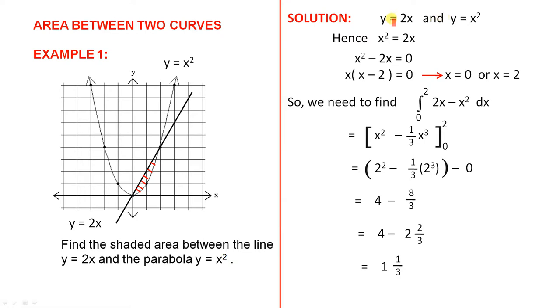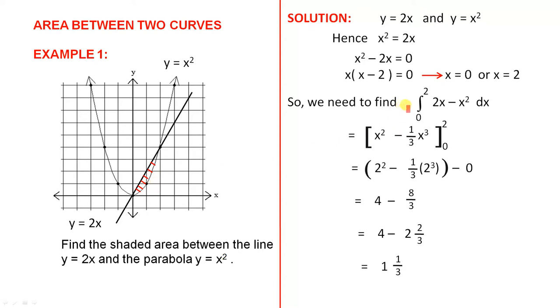So here's our solution. Now here's our line y equals 2x. There's the parabola. They're both equal to y, so we let them equal each other. That gives us that quadratic equation. When we factorize it, we get this quadratic equation. So x is 0 or x is 2. Basically what that's done is that's given us the limits. So that's where the line intersects the parabola at x equals 0 and x equals 2. So that's what we're going to use to find our areas.